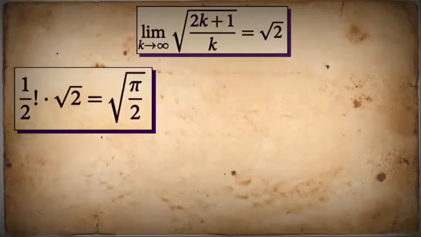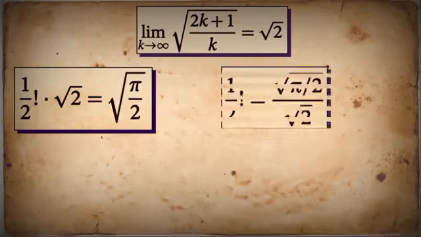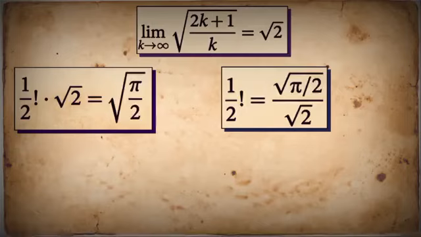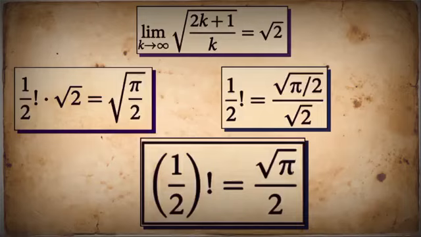Now we divide both sides by the square root of 2 to isolate the factorial of 1/2. Dividing the square root of pi over 2 by the square root of 2, we get the square root of pi divided by the square root of 2, divided by another square root of 2 in the denominator, which simplifies to the square root of pi divided by 2. The factorial of 1/2 equals the square root of pi over 2. This is the central result of this video.